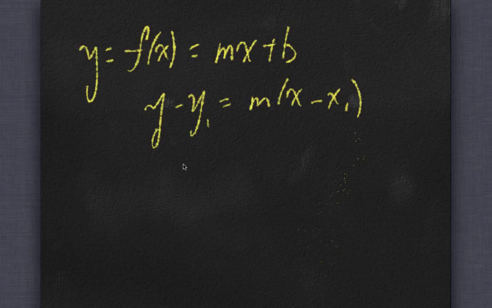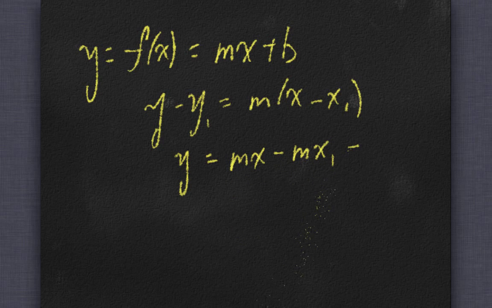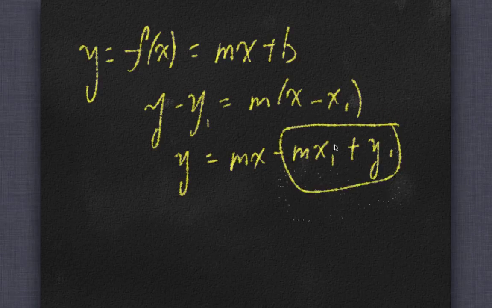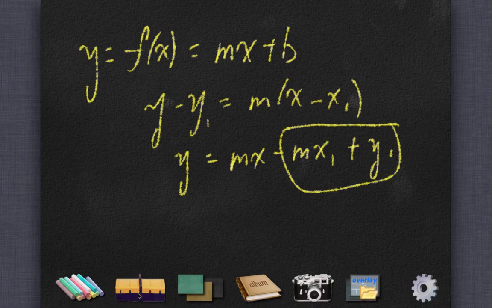but y1 is just a number and x1 is a number. So this is mx minus mx1 plus y1, just distributing and then adding the y1. And this is all just a number, so that's b. So it's the same. No matter how you see it, it can always come down to this, where m is what we call the slope and b is the y-intercept.